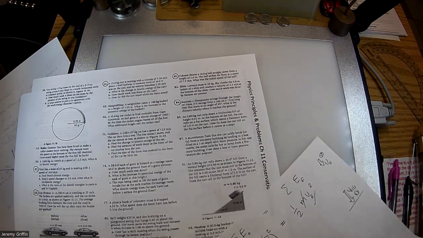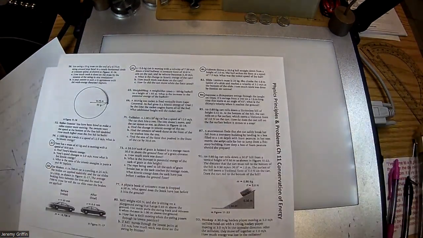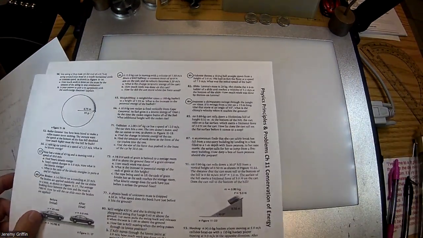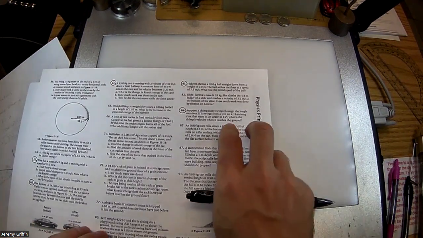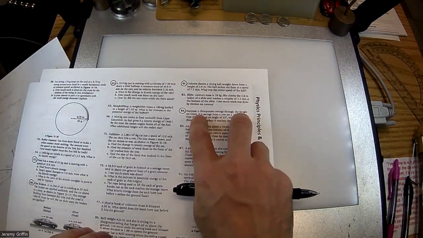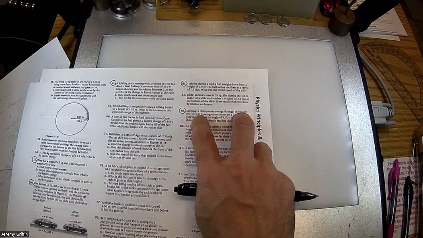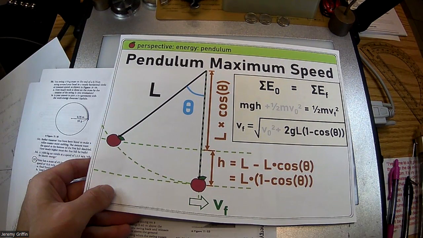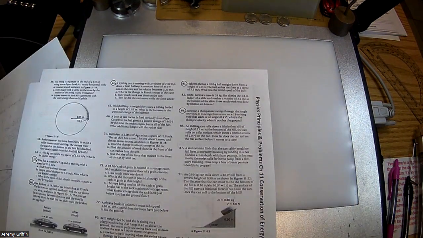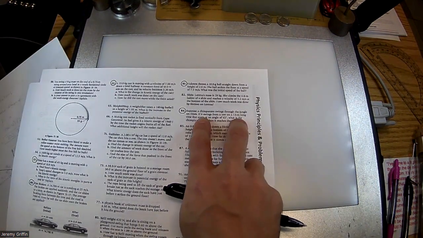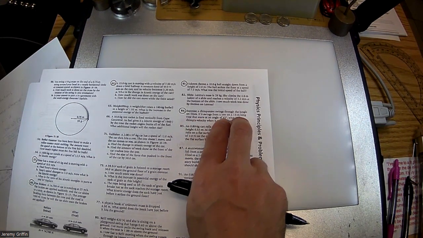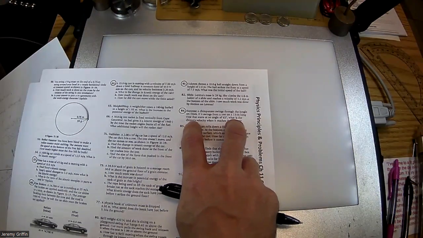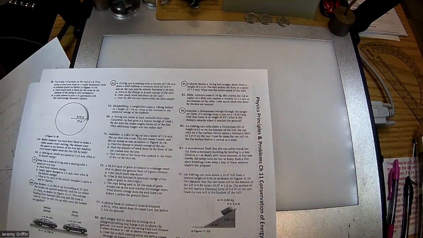Number 84. Suppose a chimpanzee swings through the jungle on vines. Oh, swinging through the jungle. Hey, already I'm starting to think about something like a pendulum, maybe. It swings on a tree. We've got a 13-meter long vine. It starts at an angle of 45 degrees, maybe from the vertical, but I guess either way. What is the chimp's velocity when it reaches the ground?